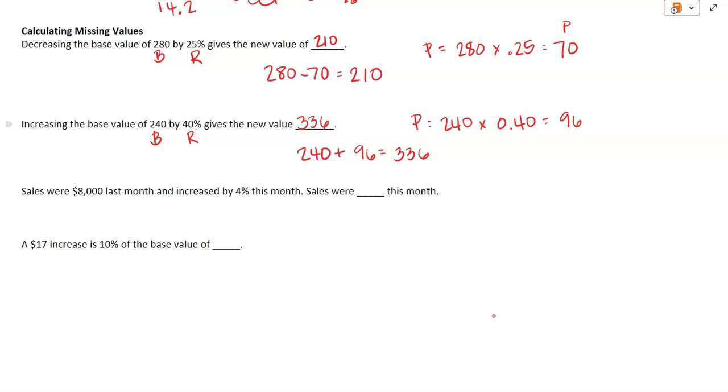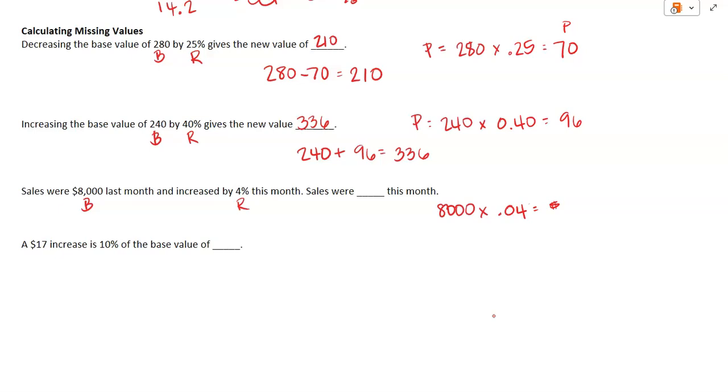Next it says sales were 8,000 last month and increased by 4% this month. So this means that sales were how much this month? So my base is my original amount that we're comparing. So that's going to be last month. 4% is our rate. So I'll take that 8,000, multiply by 4% expressed as a decimal, which is 0.04.